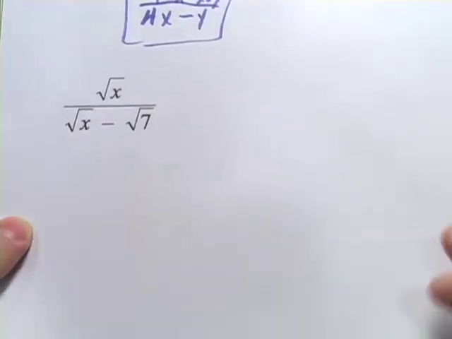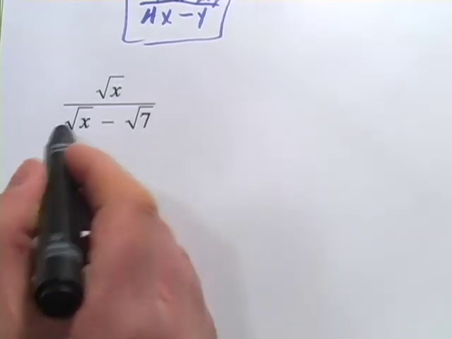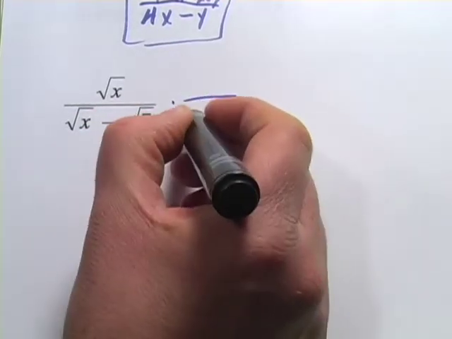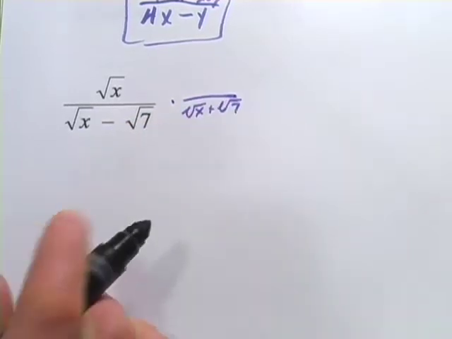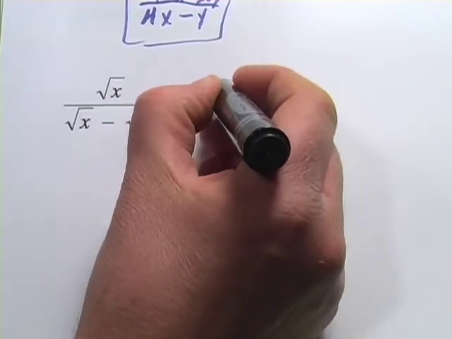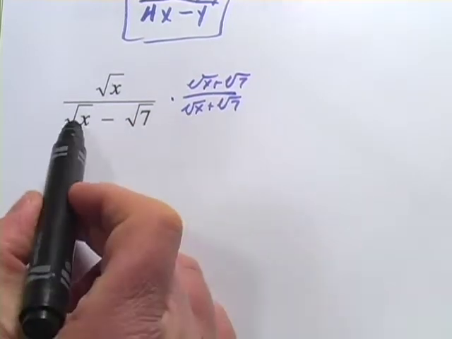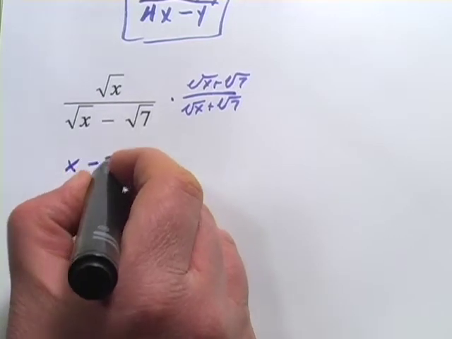Let's try one more. All right, here we have square root of x over square root of x minus square root of 7. The conjugate is square root of x plus square root of 7. So we're going to multiply by square root of x plus square root of 7. That's the same thing on the top, so we're really multiplying by 1. On the bottom, we get a squared minus b squared, so that's x minus 7.